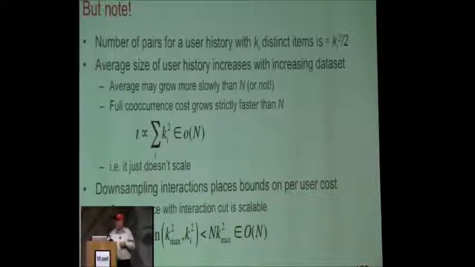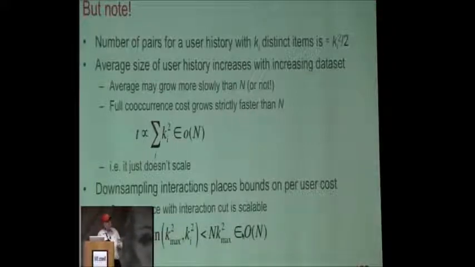And furthermore, there's an average which may grow faster than n, but with the bound, we have a bound on that as well. And that means the total time that we have to spend without the cut is quadratic and is strictly unscalable, meaning bounded above will not be as good as order n. And downsampling makes, at worst, order n. This is big news. This is what makes these algorithms highly scalable.